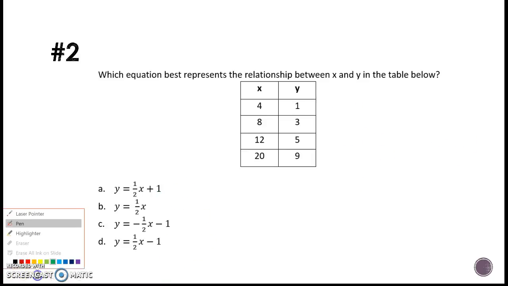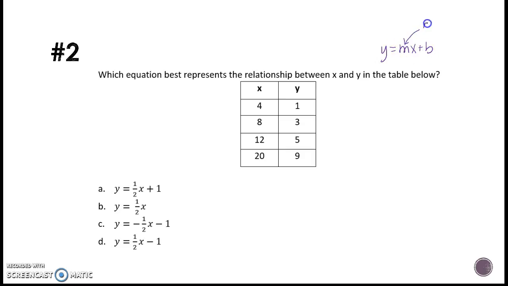All right, so again, I'm just going to be helping you guys set the problem up. So this one says, which equation best represents the relationship between x and y in the table below? So equation, we know we're going to be using the formula y equals mx plus b, where m is our rate of change, right? And b is our y-intercept.